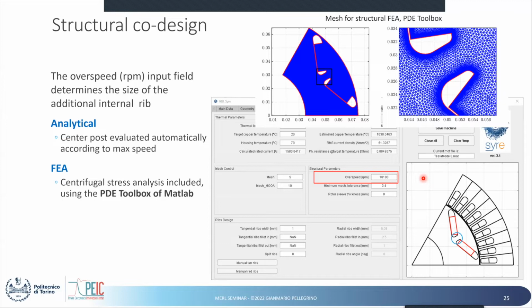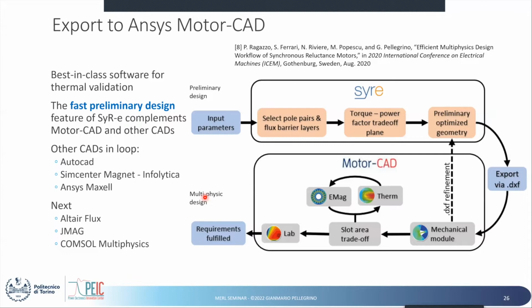And this is the collaboration or synergy to outside commercial software. This is the example of MotorCAD. So when we have geometry, when we have a motor, we can export to MotorCAD, and MotorCAD we mostly use for thermal simulation. But we have all the other CADs in the loop: Simcenter Magnet, Infolytica, ANSYS Maxwell. And as I said offline before we started the seminar, we will move to JMAG probably, and also COMSOL Multiphysics, because that is the reference one for structural analysis. And it is nicely portable. The magnetic and structural models are more nicely portable with respect, for example, to ANSYS.